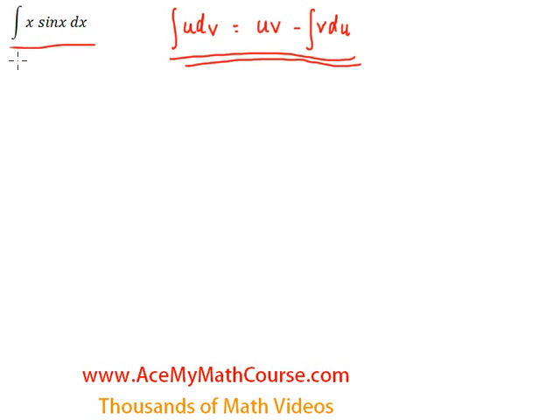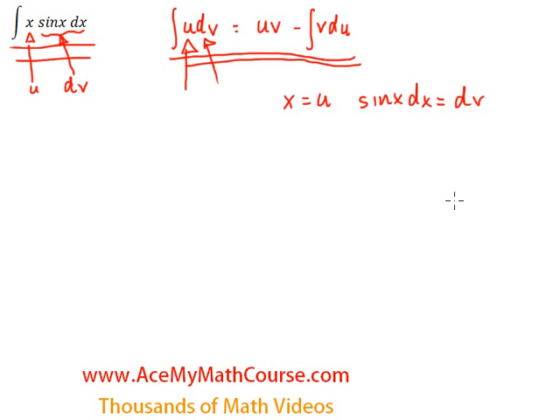So let's integrate this function. And to integrate by parts, we're gonna have to figure out and basically decide what u is going to be and what dv is going to be in the original function. So in this case, I'm going to choose x to be the u, and sine x dx will be the dv. So I'm going to write that down. So I'm going to say x is equal to u, and sine x dx is equal to dv.